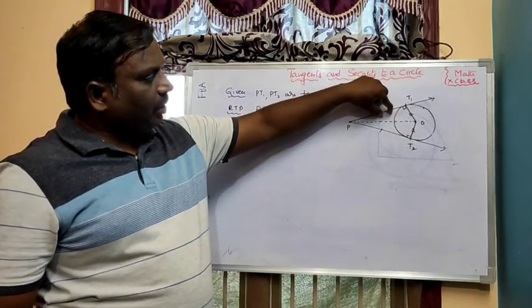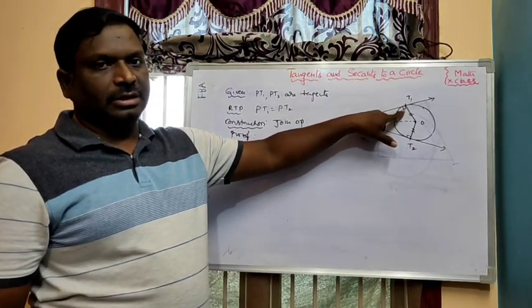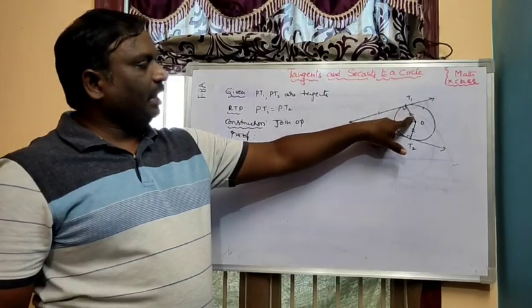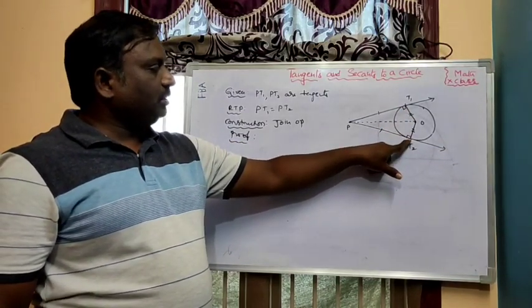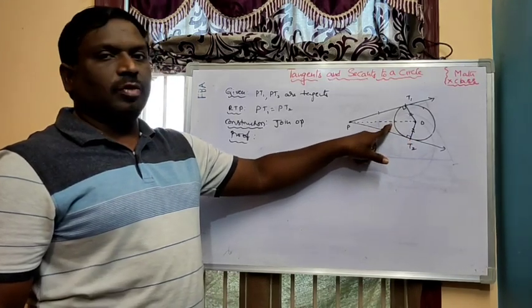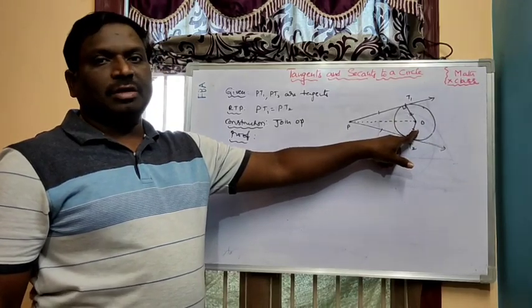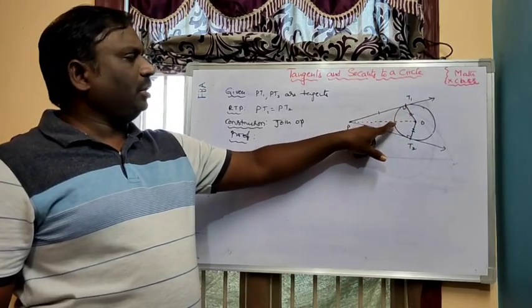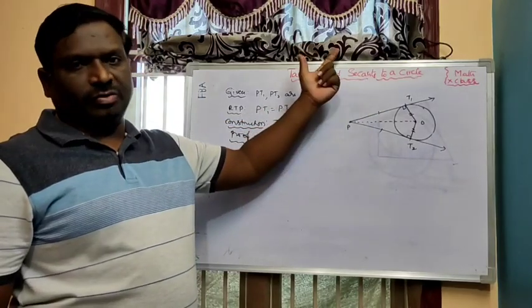For this triangle you can take hypotenuse, side and right angle. Here also, this is the right angle, the hypotenuse is OP, and the side is this one. By RHS congruency we can prove that these two triangles are congruent. By CPCT these two tangents are equal.